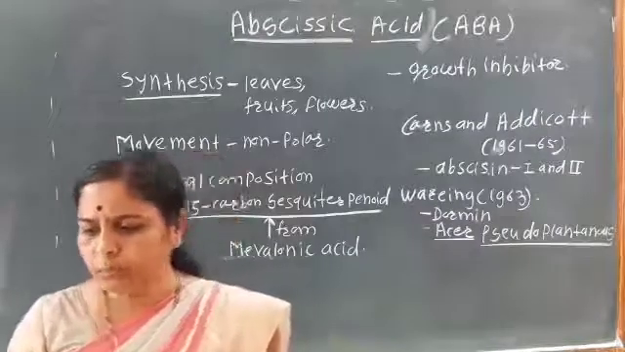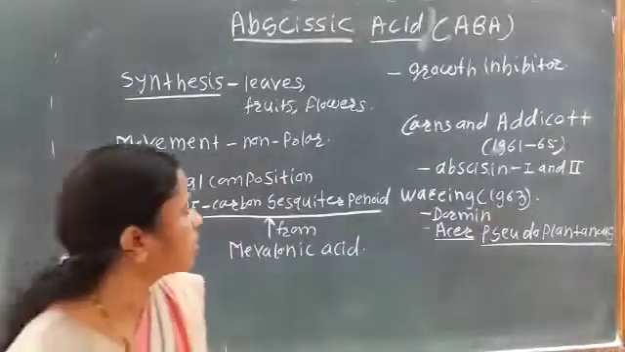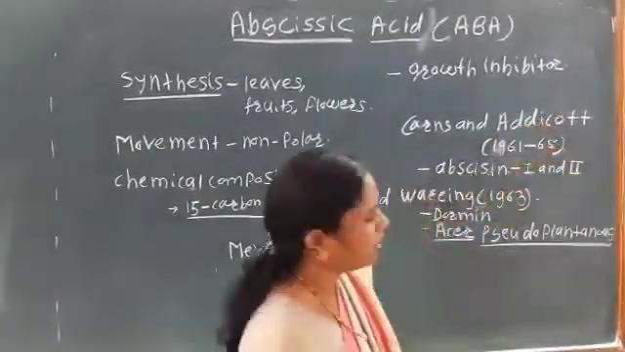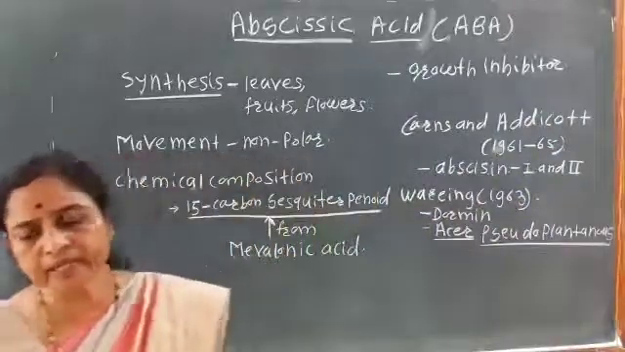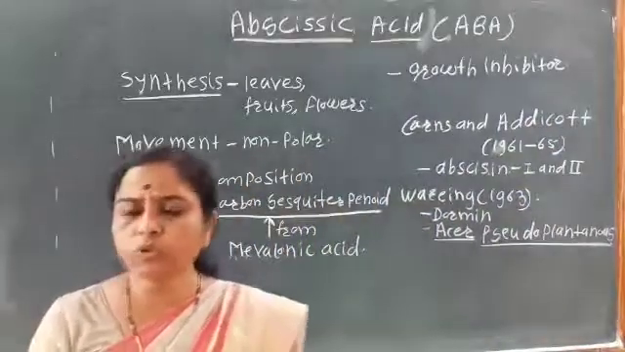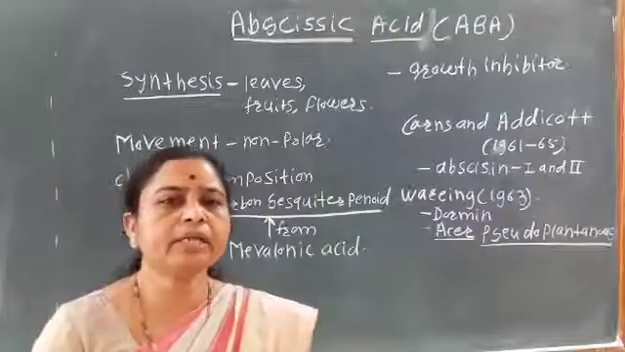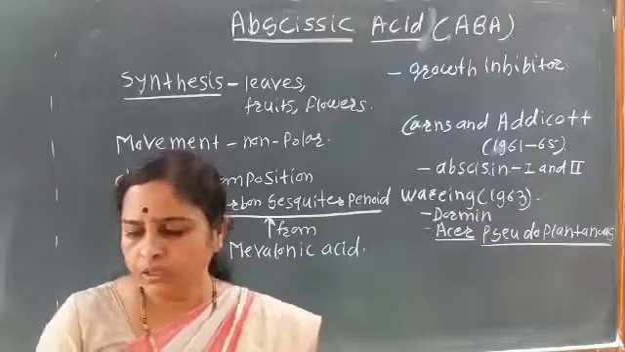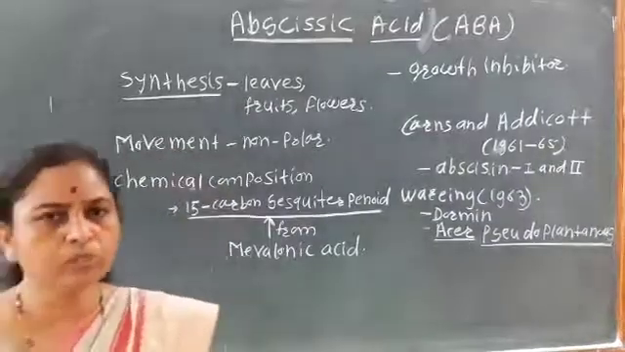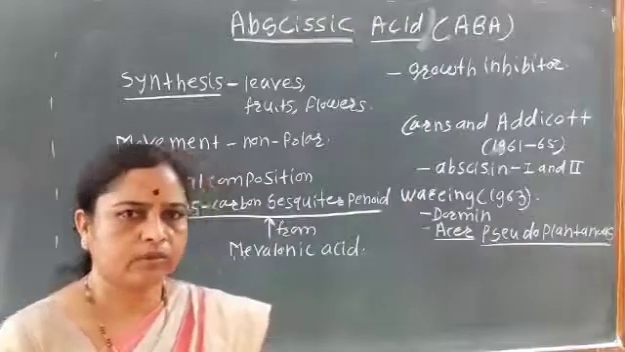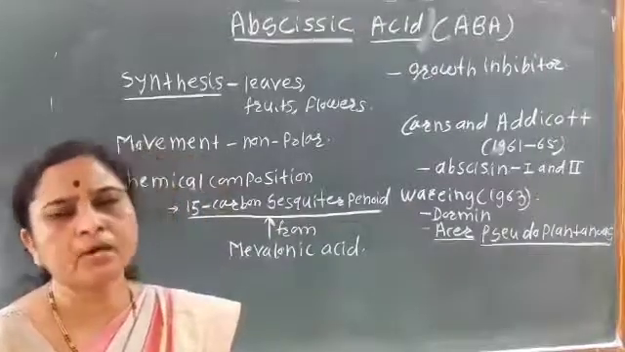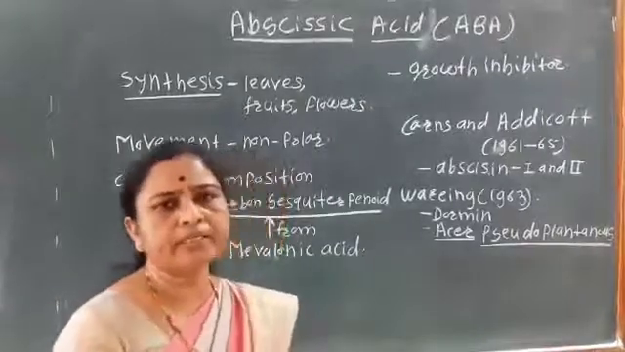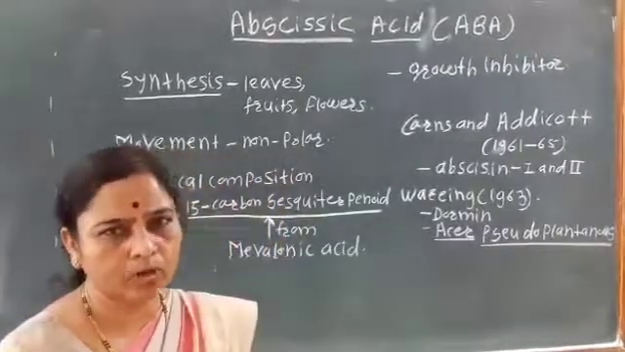Abscisic acid was first reported by the scientists Carns and Addicott. They observed that due to the presence of this chemical compound, there is shedding or falling of cotton balls. Why do the cotton balls fall down? They wanted to find which chemical component is responsible for the fall of the cotton balls.